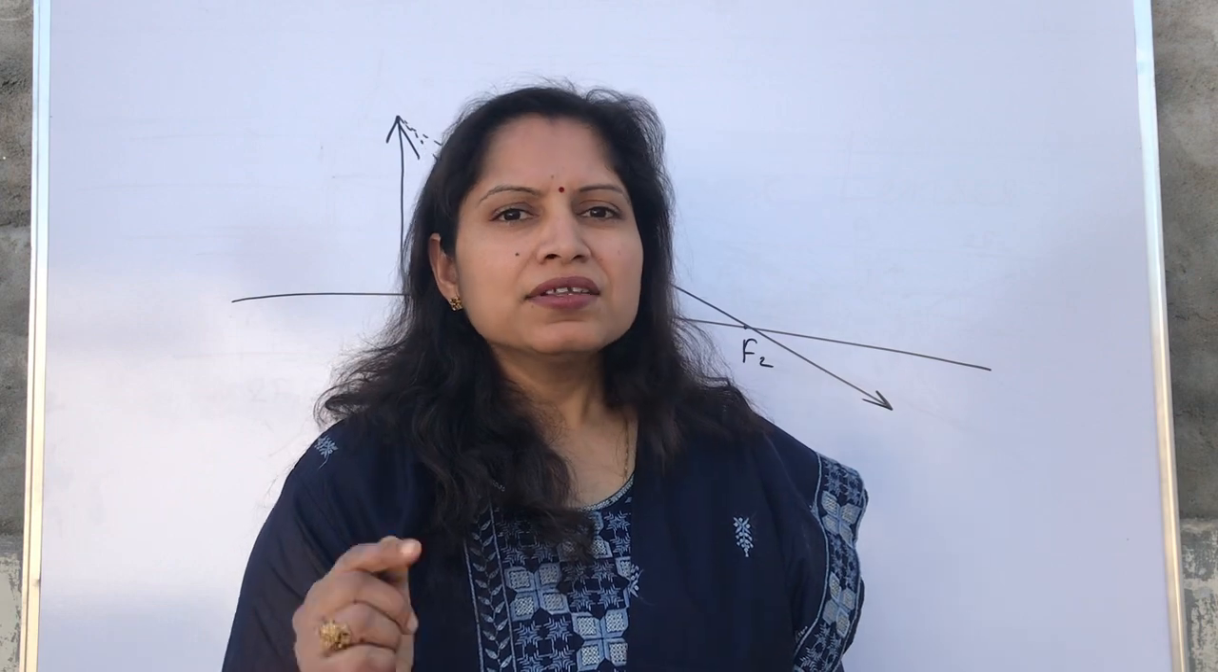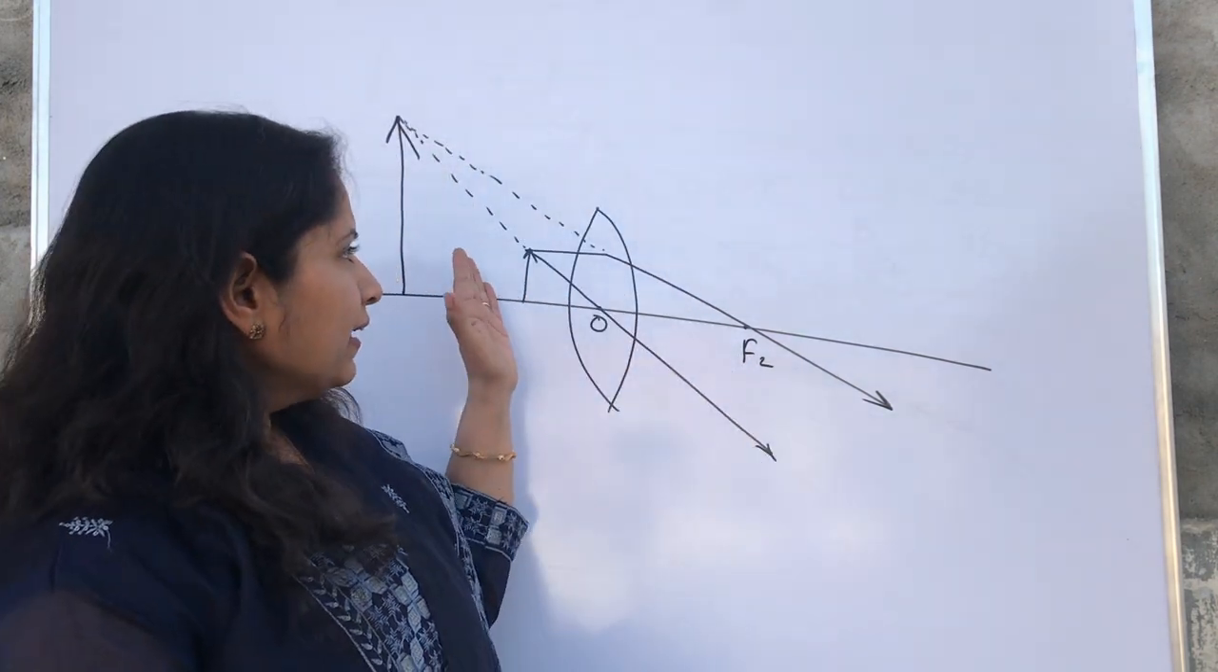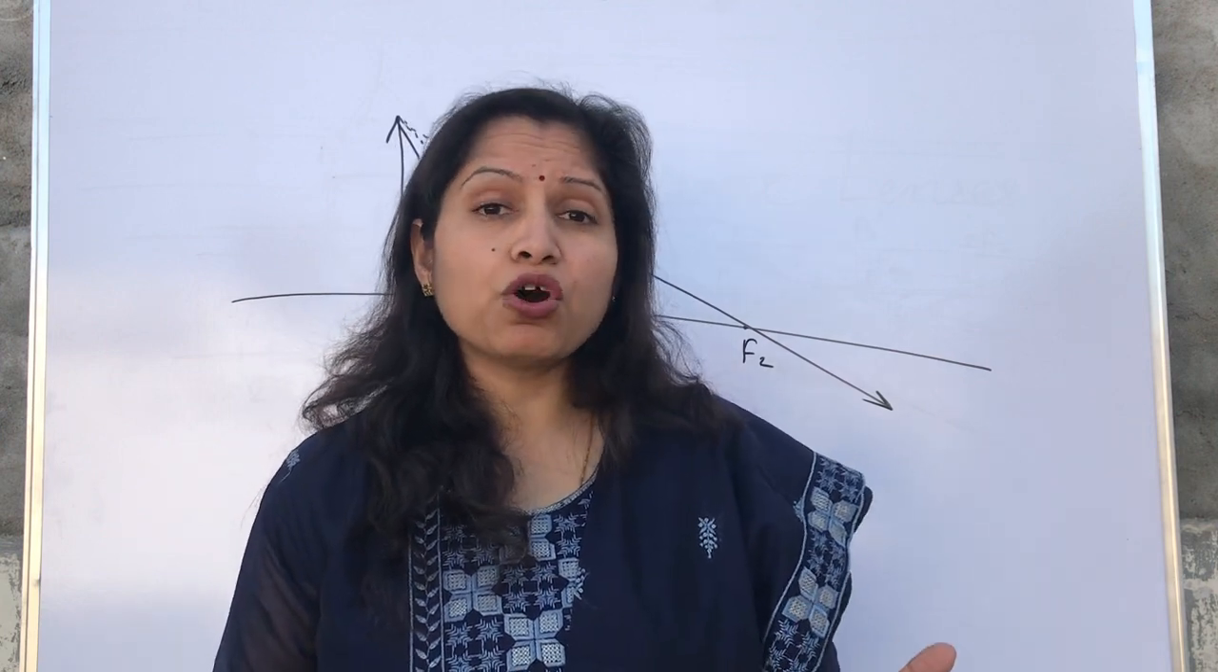One last thing I want to ask you all, just answer me in the comment section if you remember that. Why do the light rays that are passing through the optical center not bend? Why are we saying that the light rays that are passing through the optical center don't bend? Why is it so? Can you give me the reason?